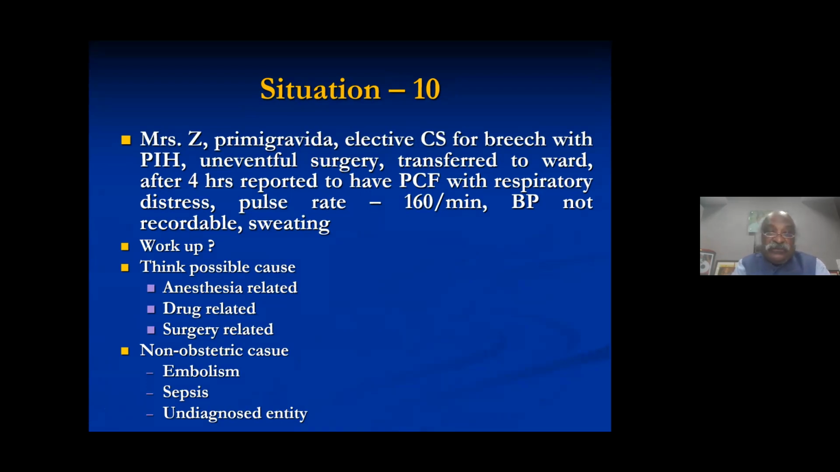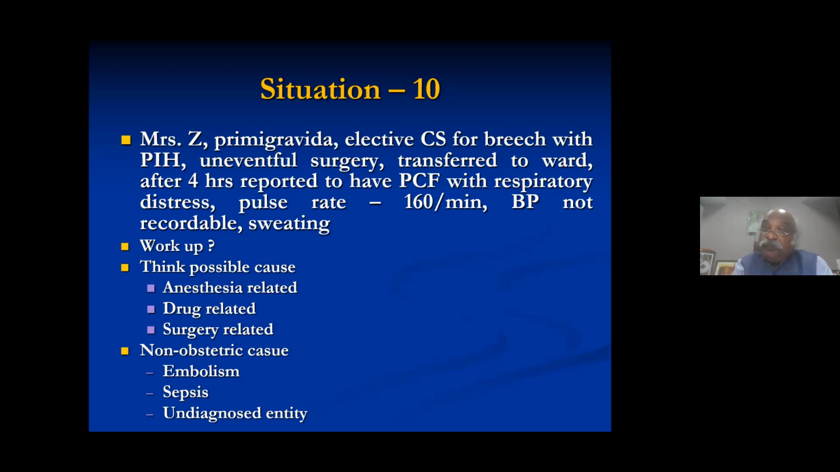Think of possible causes. It could be anesthesia related, because long-acting regional anesthetic agents are given, bupivacaine or Sensorcaine. Or some drug related: postoperative analgesics or some drugs given in the ward which can cause an anaphylaxis. Or surgery related. The most important surgery-related cause is hemorrhage, internal hemorrhage. You find out these and think of possible causes.